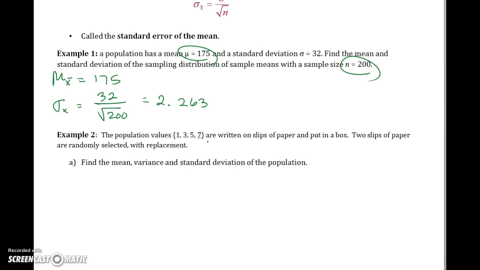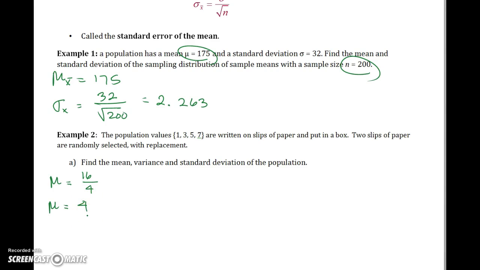So what we want to do here is find the mean, variance, and standard deviation of the population. So the total population. So that's these numbers right here. These are my population values. Starting with the mean. Well, you know how to find the mean already because it's adding up all the numbers. So 1 plus 3 plus 5 plus 7. And that gives me 16 divided by the number of numbers, 1, 2, 3, 4. So my mean of the population is going to be 4.